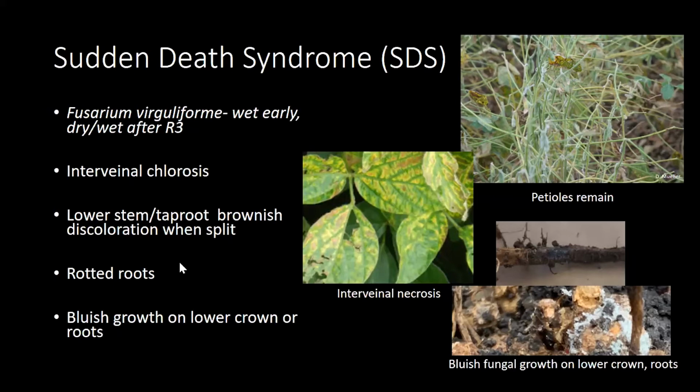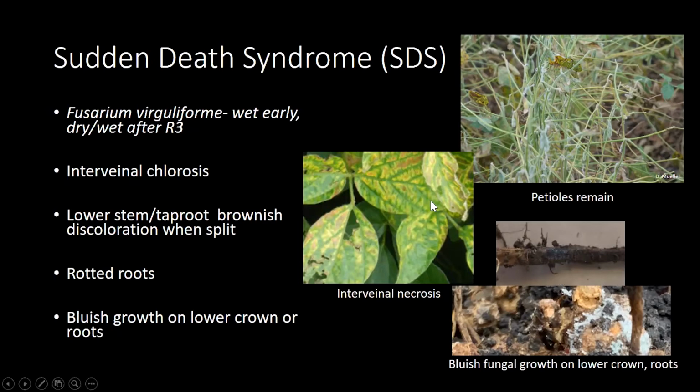They'll be kind of brownish, even black sometimes, depending on the severity. You might also see a bluish growth on the lower crown or roots. And if you do see that bluish growth, I like to say that's the home run sign of sudden death syndrome. This isn't showing up very well, but this was a light blue color on this close-up of a root that I was looking at in a field. And again, this bluish color here on the root is the fungus and the spores of that fungus being produced on the roots. Sometimes you'll see it on the lower stem as well.